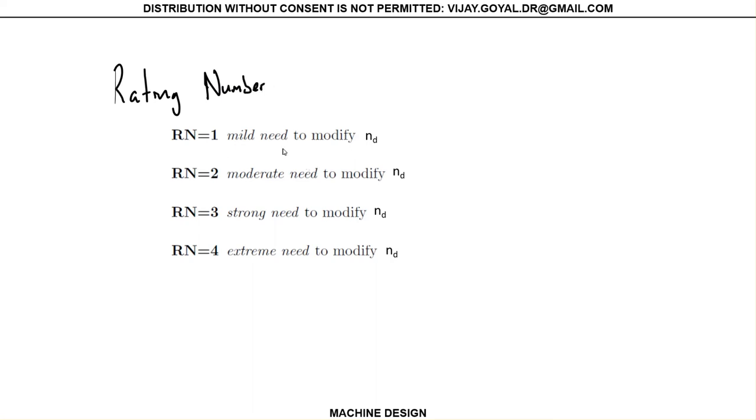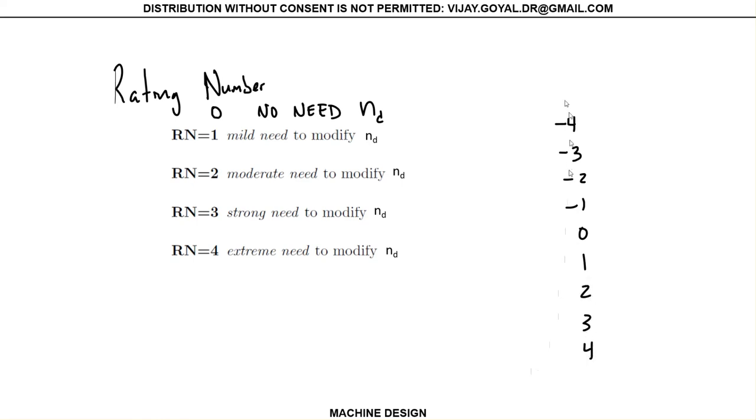Say mild need to modify, moderate need to modify, strong need to modify, extreme need to modify. Obviously, if you put a 0, it's saying no need to modify your design factor. So what you're going to do is make a scale, and the scale is going to go from -4, -3, -2, -1, 0, 1, 2, 3, and 4.